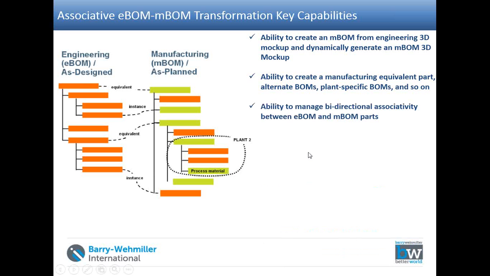And the next is the ability to manage the bi-directional association between the E-BOM and M-BOM. What that means is that the engineer can get feedback from the manufacturing engineer when he is creating the M-BOM, and the manufacturing engineer gets feedback too. So there will be a bi-directional association between E-BOM and M-BOM parts.